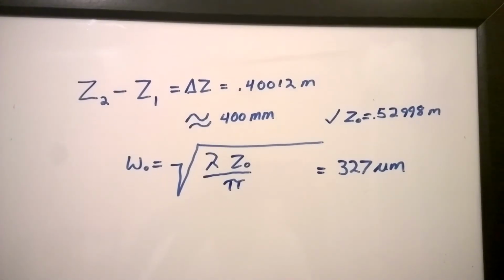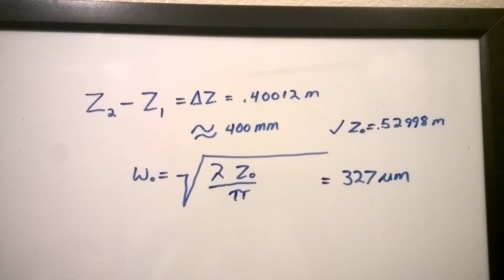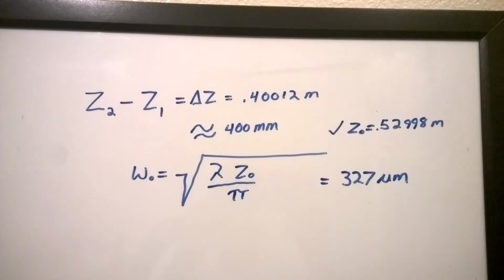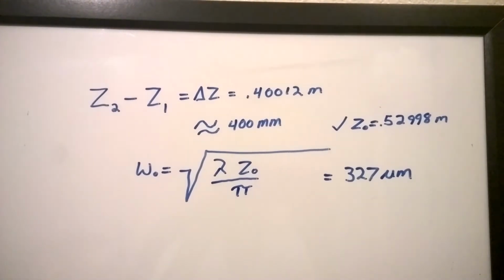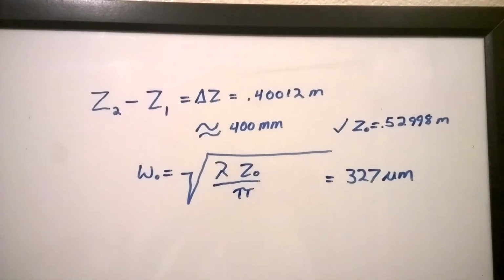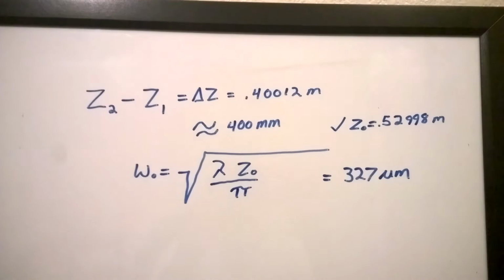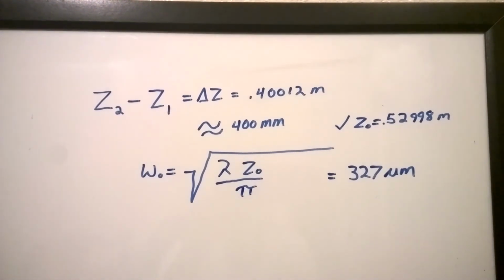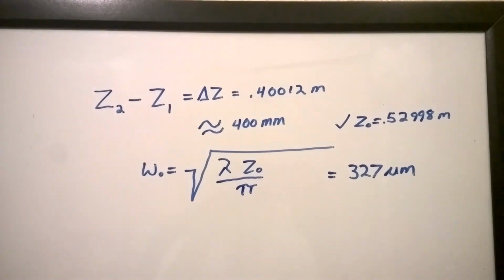Now to verify that our Z0 is correct, we plug that into the Z2 minus Z1 equals delta Z equation, and we're able to verify that it was approximately 400 millimeters, which is what we started with, so therefore Z0 was equal to 0.52998 meters. We then plugged that number into the W0 equation, and we're able to come up with 327 microns being W0.